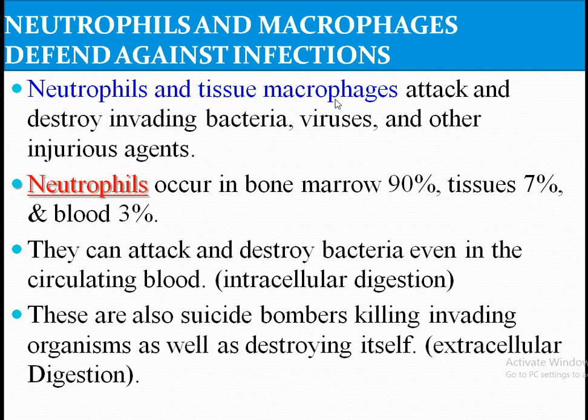So at this stage you should not be confused about macrophages. I think it is clear now. So the neutrophils and tissue macrophages attack and destroy invading bacteria, viruses and other agents. They can attack and destroy bacteria even in the circulating blood also. These are also suicide bombers, killing the invading organism as well as destroying themselves. That is called extracellular digestion.